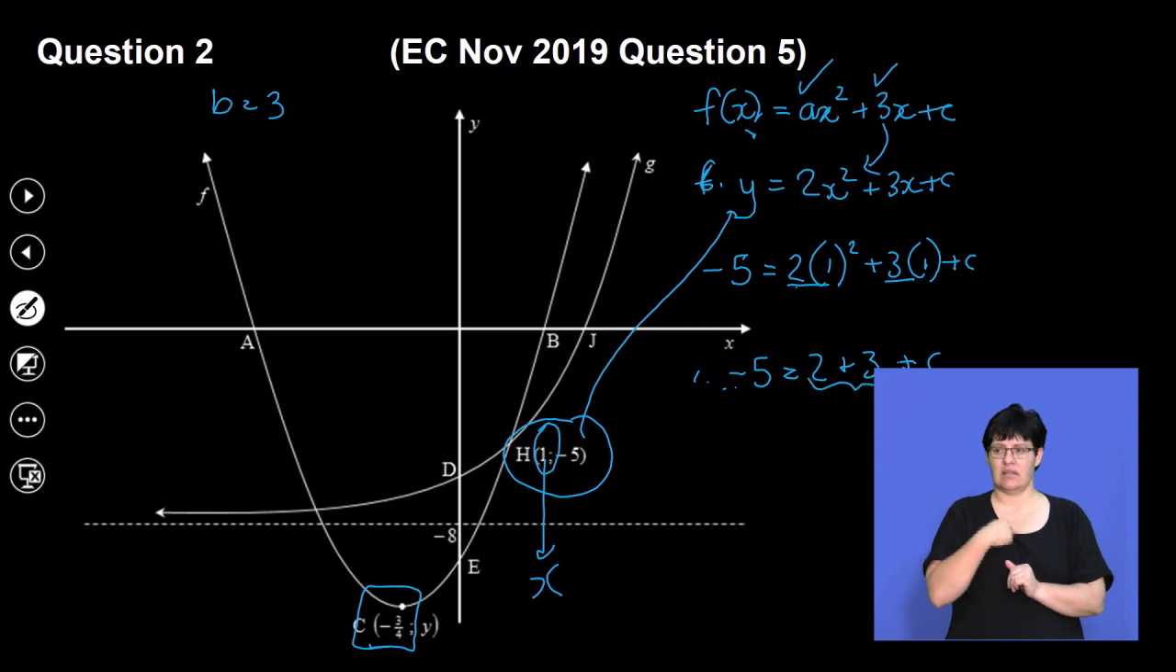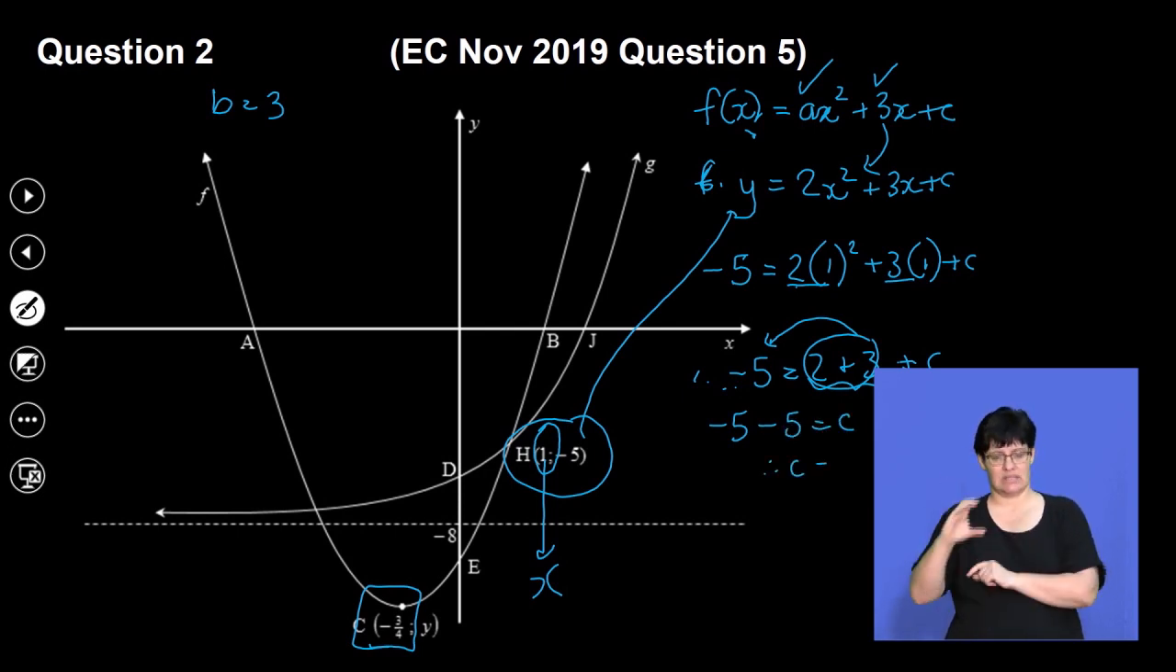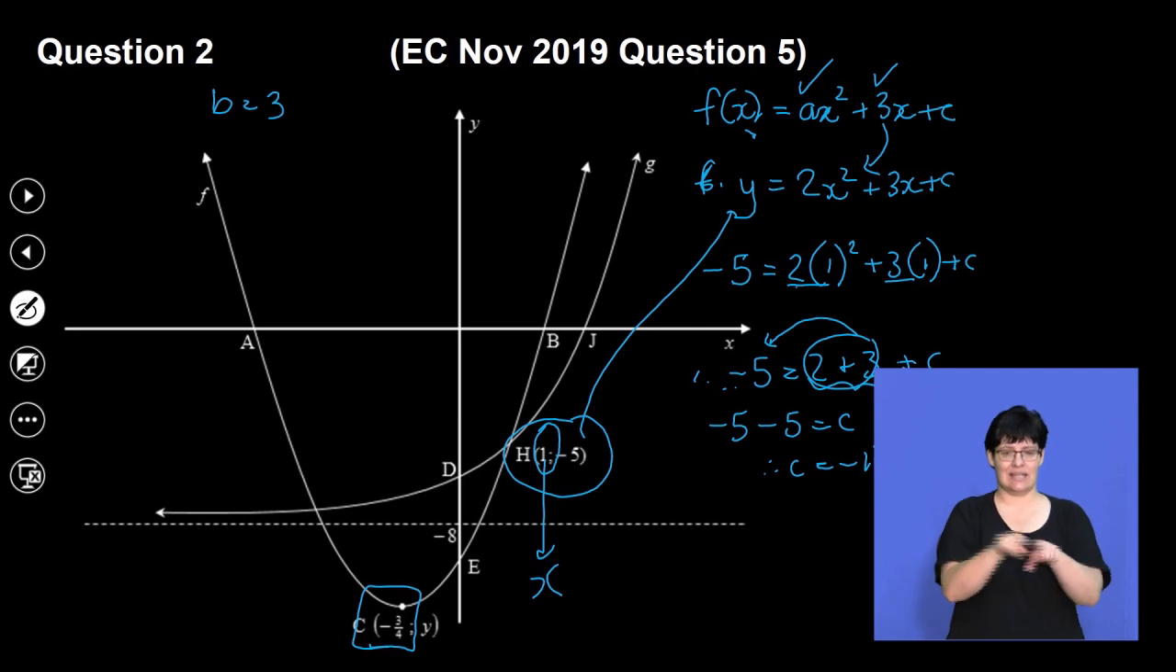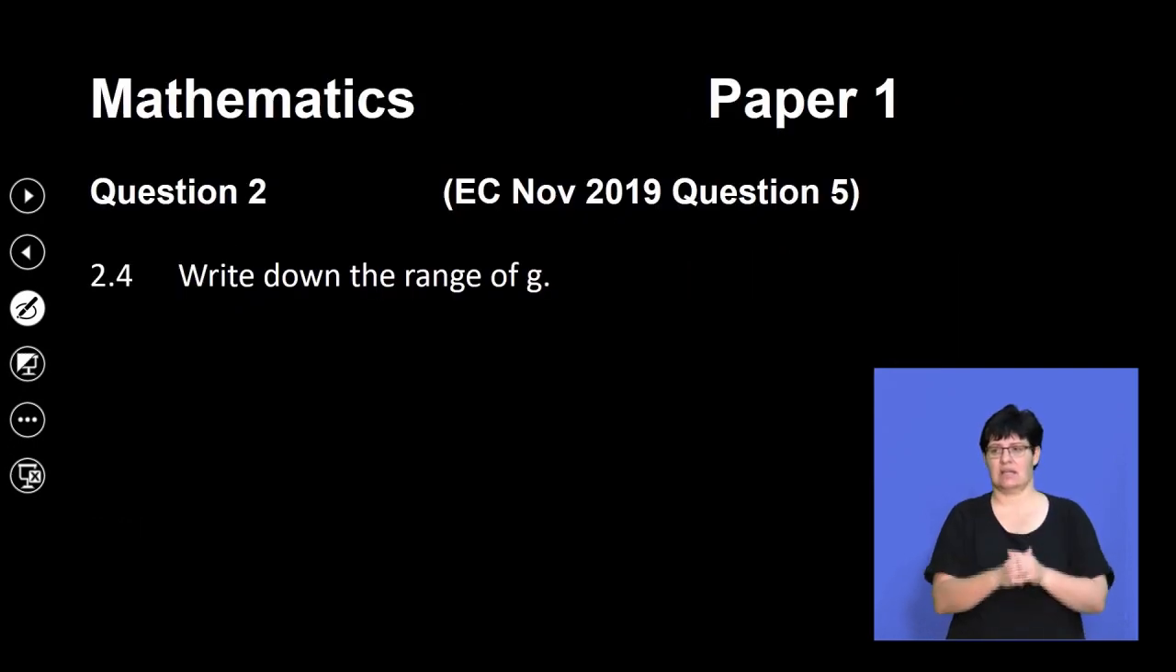This gives me 5, which I'm going to take to the other side. So I'm going to have minus 5 is equal to c. Therefore, c is equal to negative 10. Okay, so I've now showed that a is equal to 2, b is equal to 3, and c is equal to negative 10. Okay, let's see what the next question is.